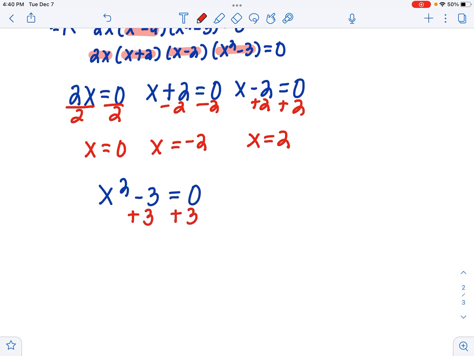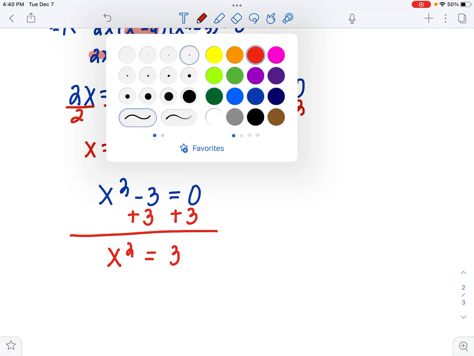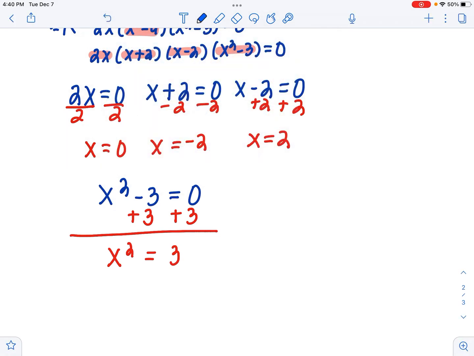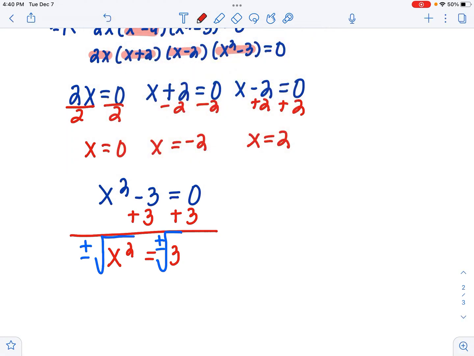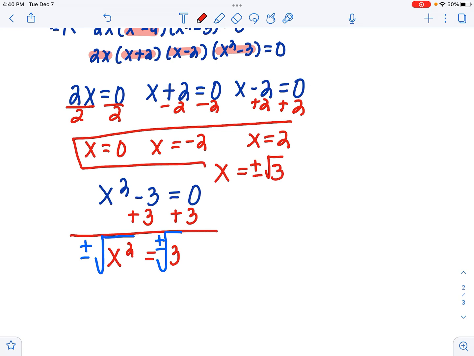And on the last one, I have to add 3 to both sides. I have x squared equals 3. And then I have to solve for x, so I have to square root to get x by itself. Now, whenever you add a square root to an equation, you have to remember to account for the positive and negative solution. So I have 2 more solutions. X equals positive root 3 and x equals negative root 3. So there's 5 solutions total to this 5th degree polynomial, and there's all 5 of them.